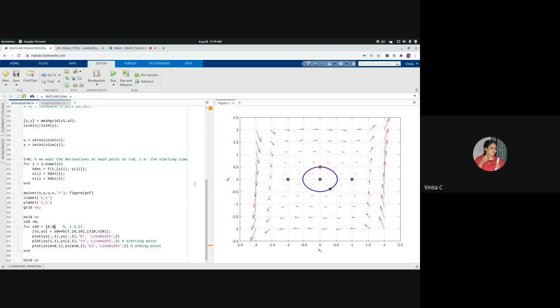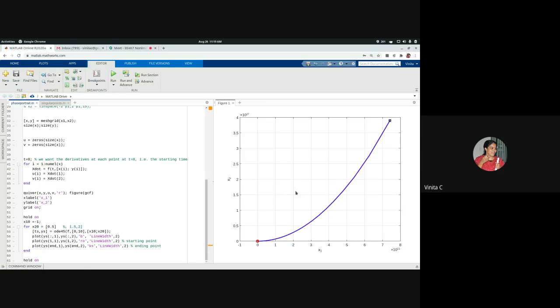Now I will try a point very near to this equilibrium point, near -1. Let us take -1, 0.5. I don't know whether it will go away from the system. Let us try that.